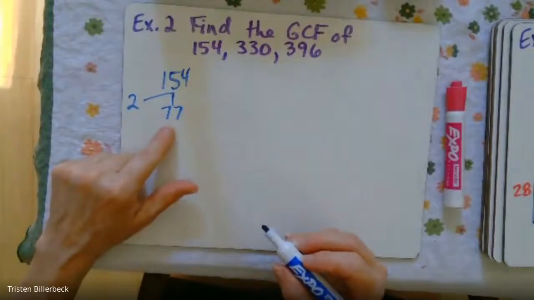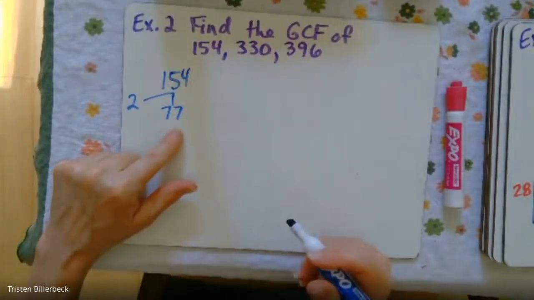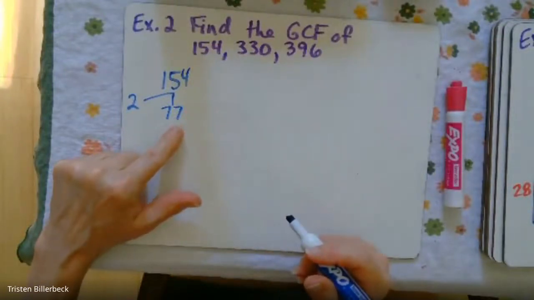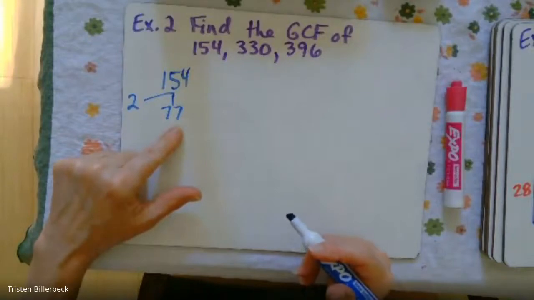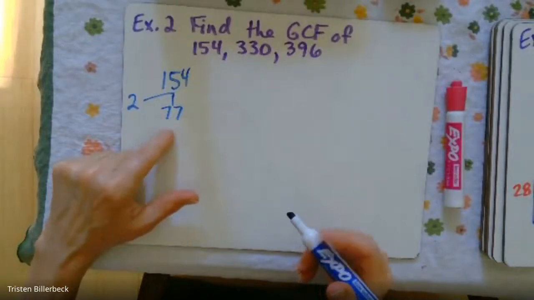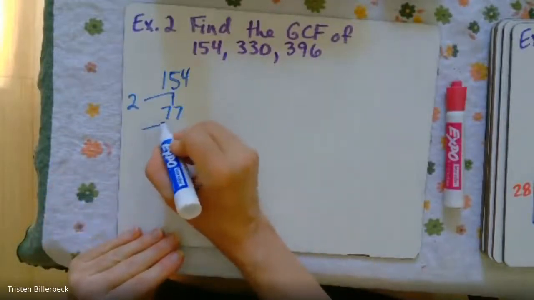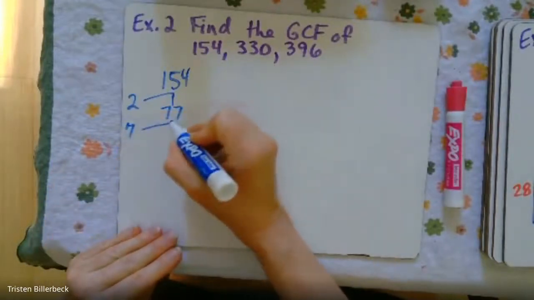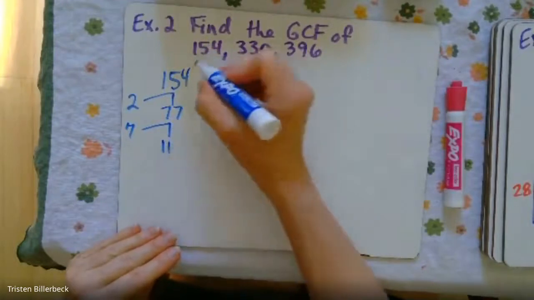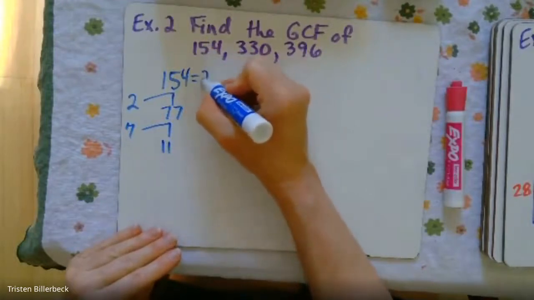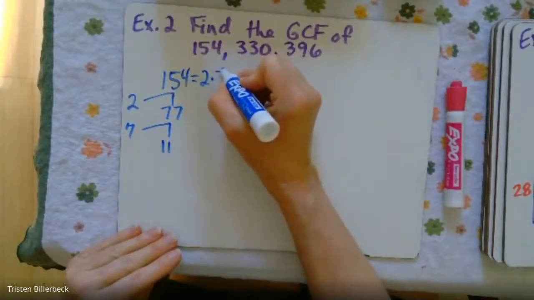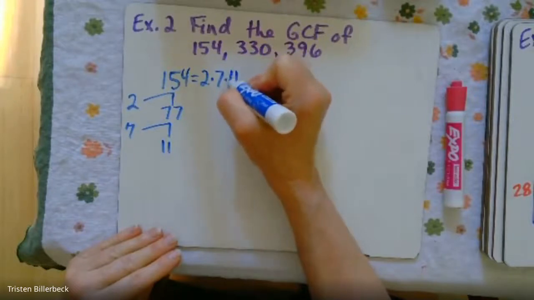Okay, so 7 plus 7 is 14, not divisible by 3. It's not divisible by 5 because it doesn't end in a 5 or 0. So our next prime number is 7, and it does go into that. So we have 7, and then we get 11. So this prime factorizes as 2 times 7 times 11.